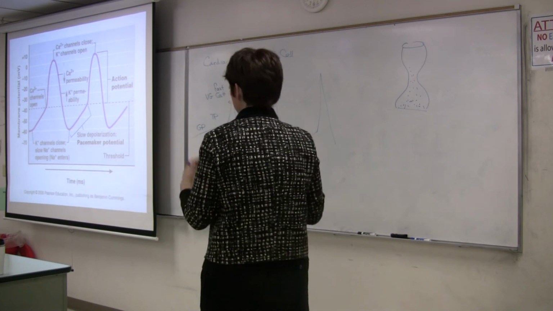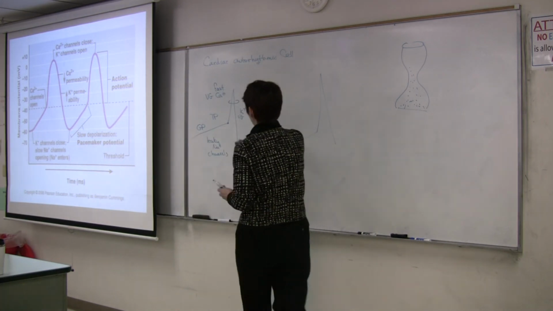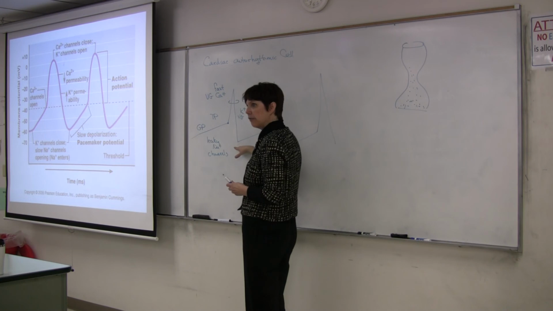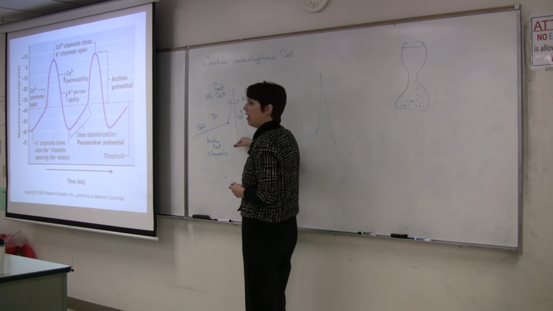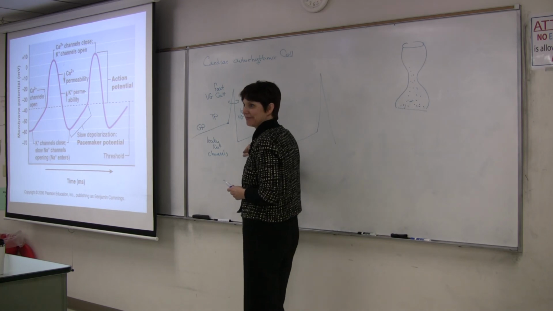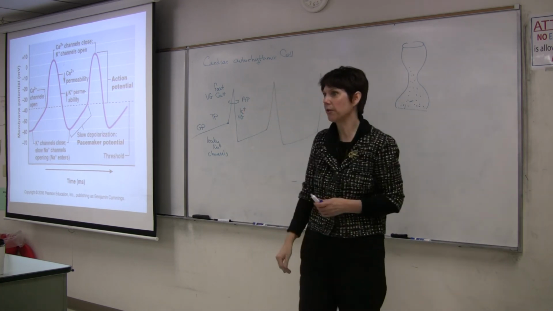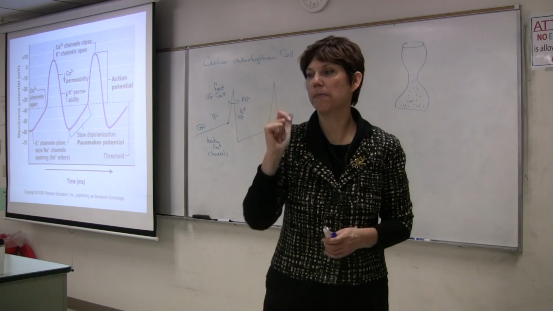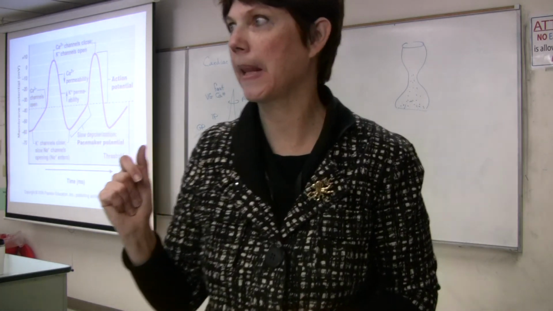Okay, so those are understood. We repolarize, and then instead of reaching a resting membrane, the cell automatically starts to depolarize again. Every time it reaches threshold, a heartbeat is triggered. Okay?